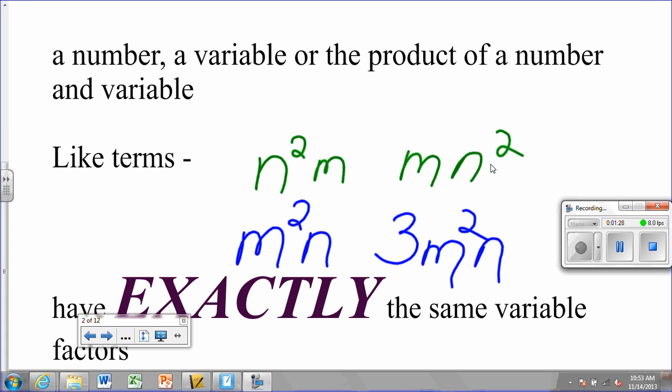In the bottom one, we have m squared n, and then 3m squared n, and these are like terms as well. Even though there's no number here, there actually is one, and that would be the number 1. M is squared in both of them, and n is to the power of 1. So they do have exactly the same variable factors.